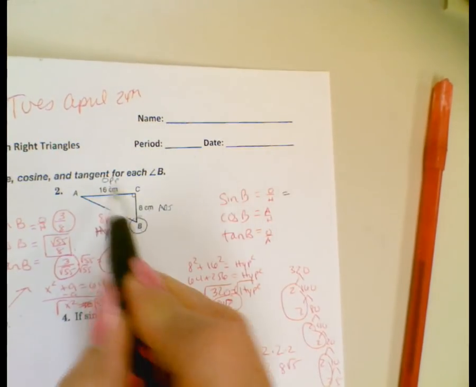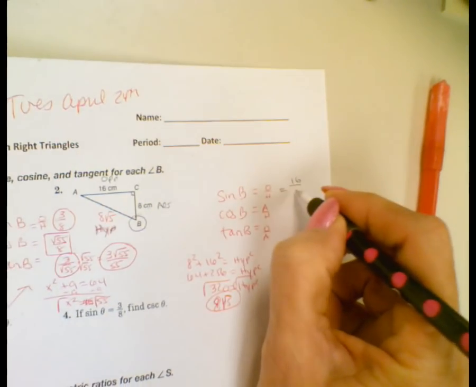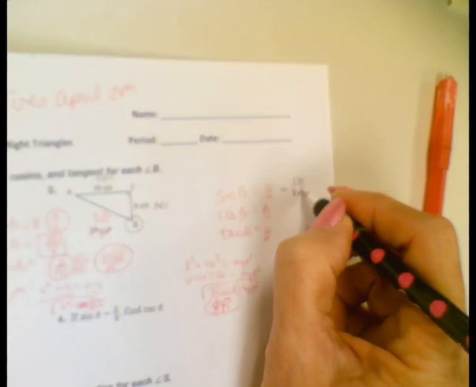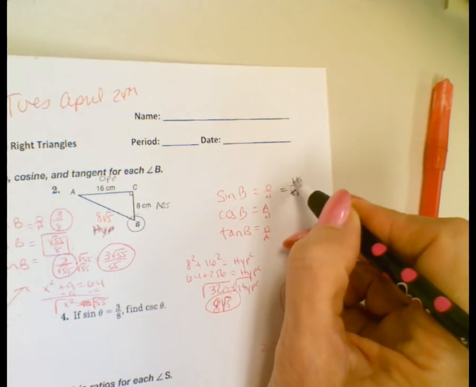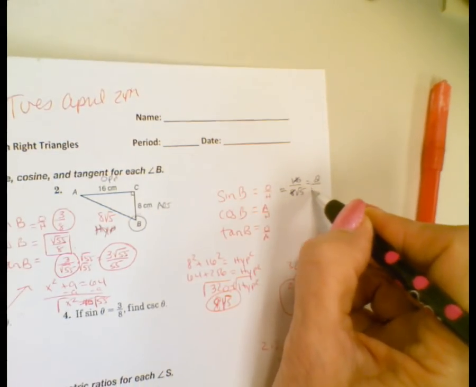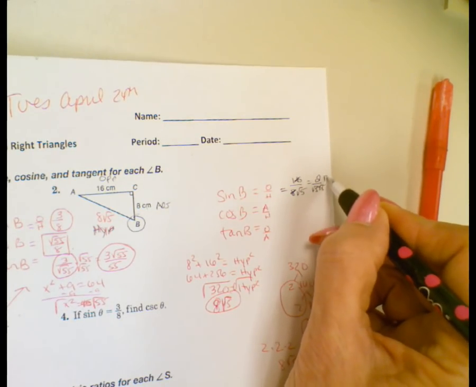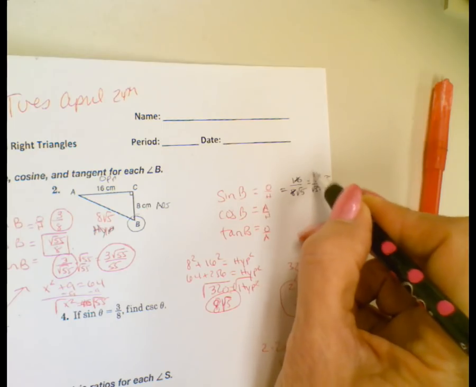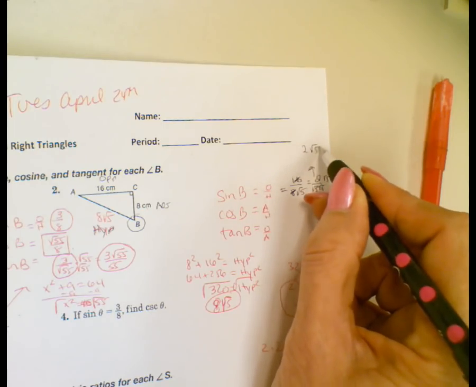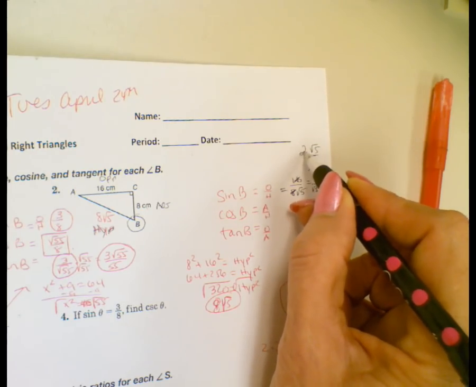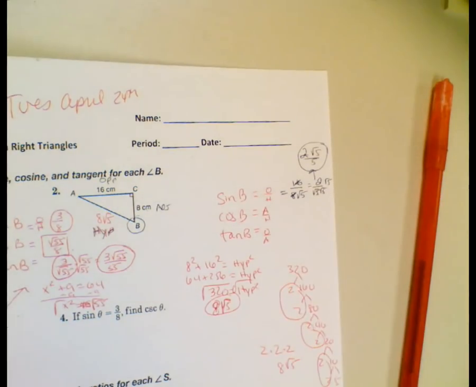So sine is OH. So the opposite is 16 over the hypotenuse, which is 8 radical 5. Now, the 8 cancels with the 16. That becomes 2 over radical 5. If you rationalize by multiplying by radical 5, you get 2 radical 5 over 5. That's the best answer. It's kind of hard, isn't it?